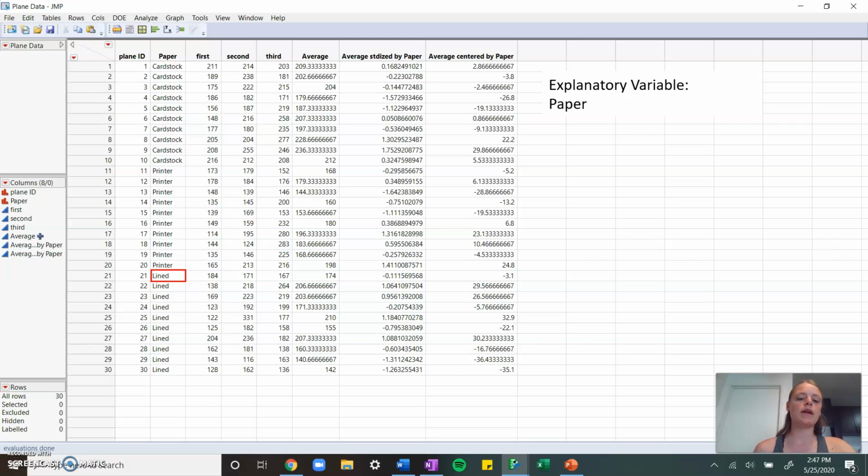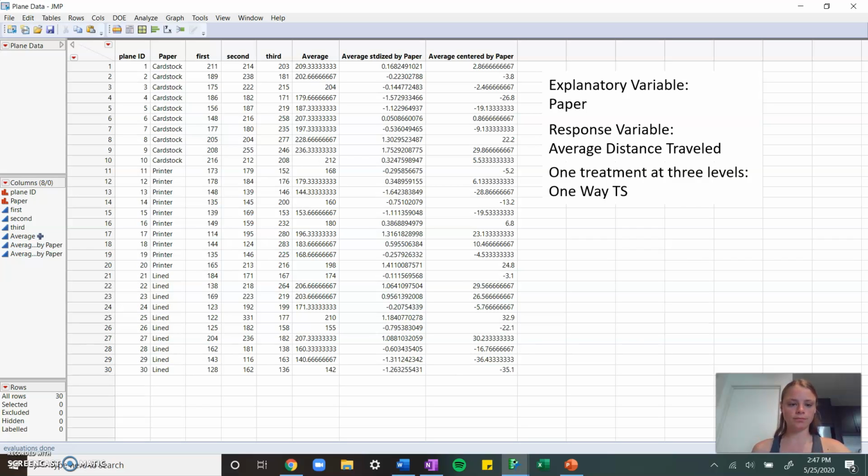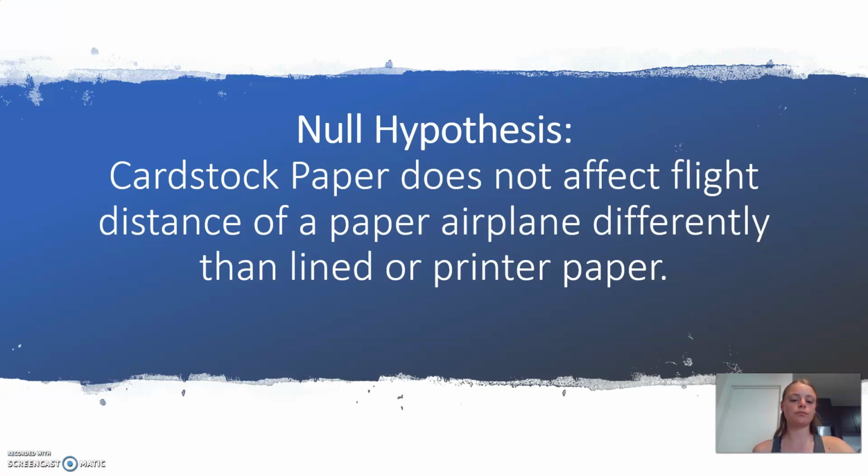And you can see that I have a first, a second, and a third attempt. That was because I was trying to minimize or account for the variation in the individual paper airplanes. Because of that, our response variable is actually the average distance traveled, and that is measured in inches. So this is, like I said already, a one-way treatment structure at 3 levels.